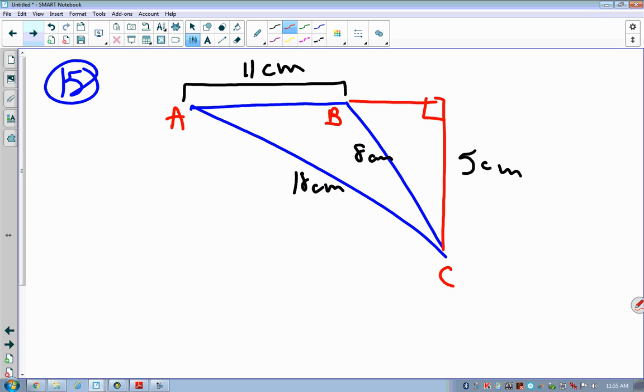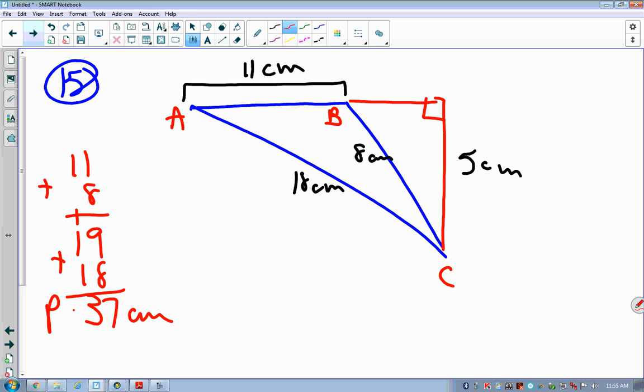Our question is that we want to determine the area and the perimeter. Well, perimeter should be easy. Do I know the lengths of all 3 sides of my triangle? Yeah, I've got 11 plus 8, so that's giving me 19 plus 18. So I should get 37 centimeters. Perimeter equals 37 centimeters. Any trouble with that?